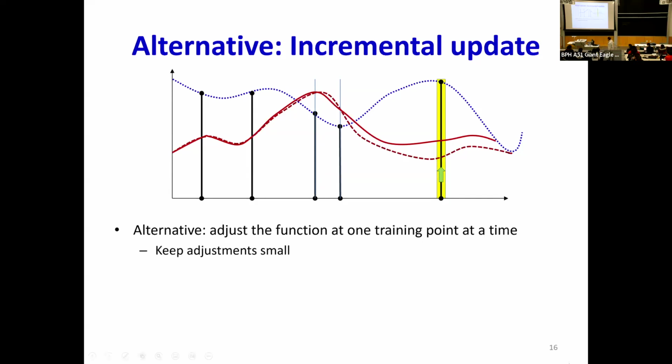And so shaping a function can be done in the same manner. You can adjust the function one training point at a time. Maybe you just check this training point. You find that the function that you currently have is below the target, and so you push the function up.